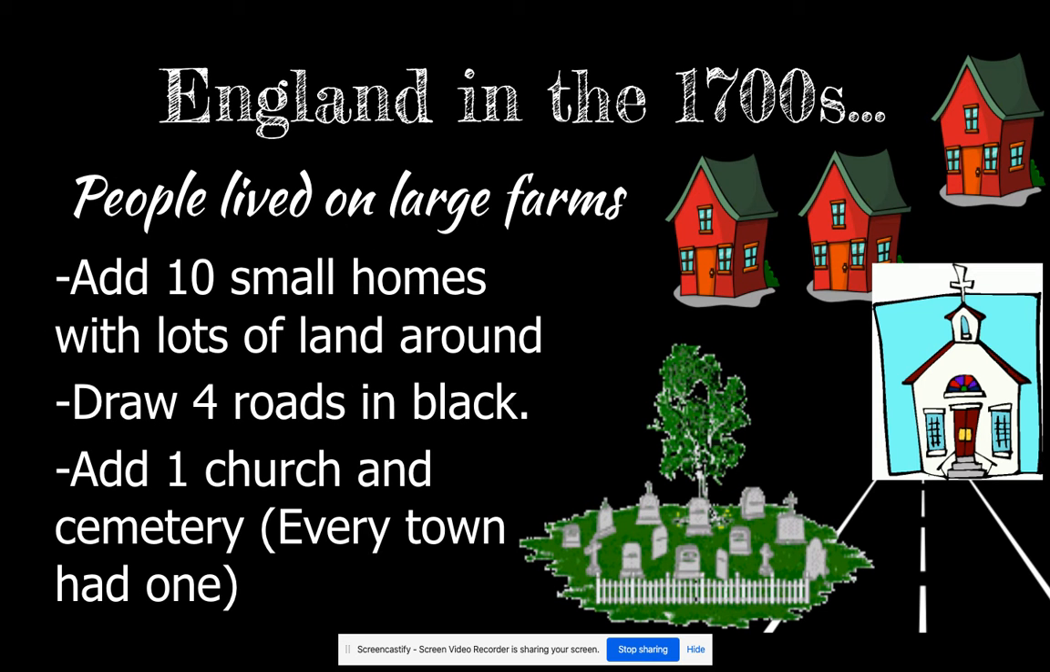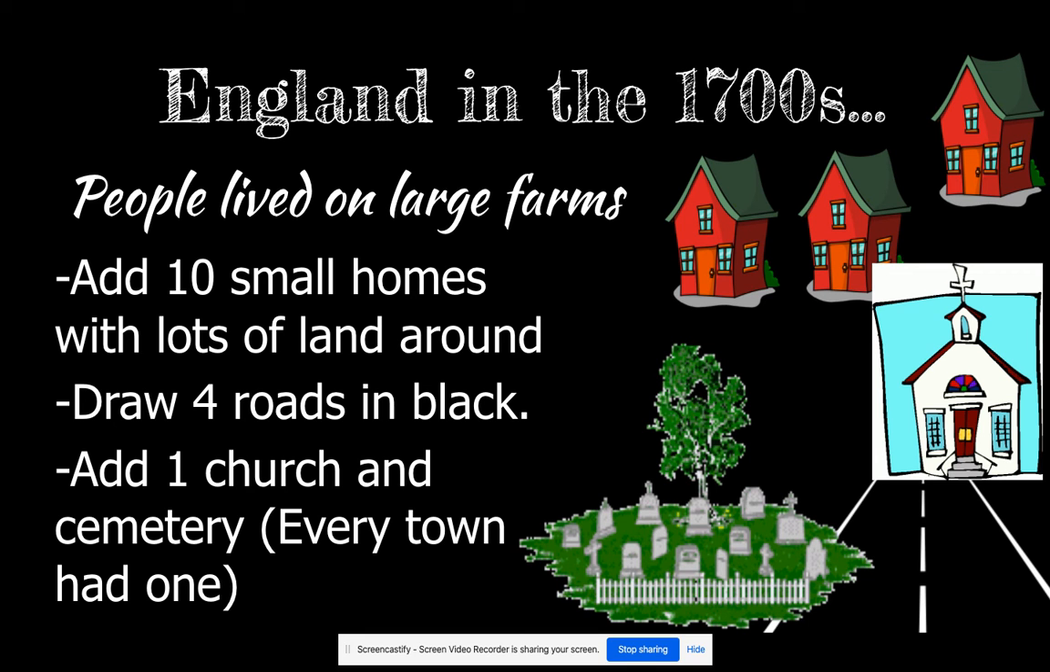Next, people lived on large farms. And when we say large farms, it just needed a lot of land in order to grow food in the way that they did to be able to feed everybody. So spread them out a little bit, 10 small homes with lots of land around them, and then add in some roads in black. And obviously, one of these roads is probably going to need to connect that bridge as you're going to use that road to cross over the river.